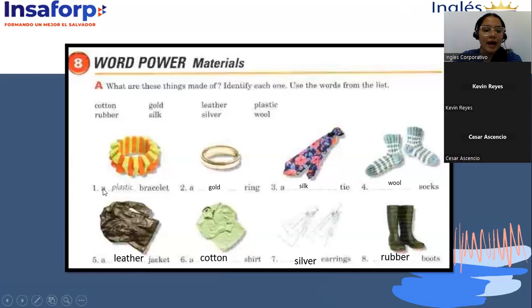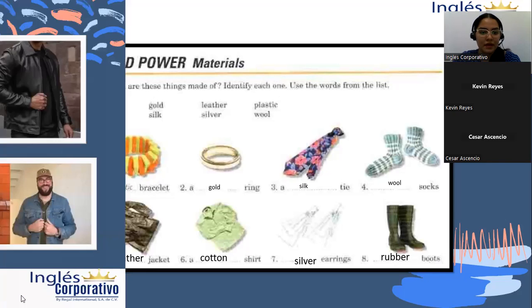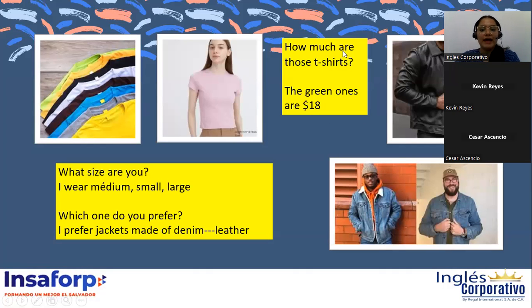That's right. So, a plastic bracelet, a gold ring, a silk tie, wool socks, a leather jacket, a cotton shirt, silver earrings, and rubber boots. Okay, so now, for example, we have how much are those t-shirts? For example, we can say the Greek ones are $18. What about the yellow ones? The yellow ones, imagine that is $25. The yellow ones are $25.